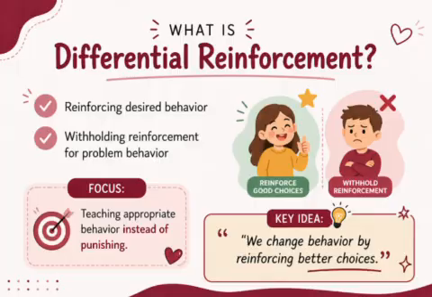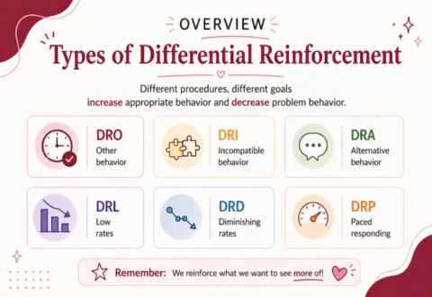Now, there are going to be different types of differential reinforcement. The first one is DRO, DRI, DRA, DRL, DRD, and DRP. And don't worry, we're going to break these down one by one so we're able to differentiate between the different ones and their goals and when to use each different procedure of differential reinforcement.